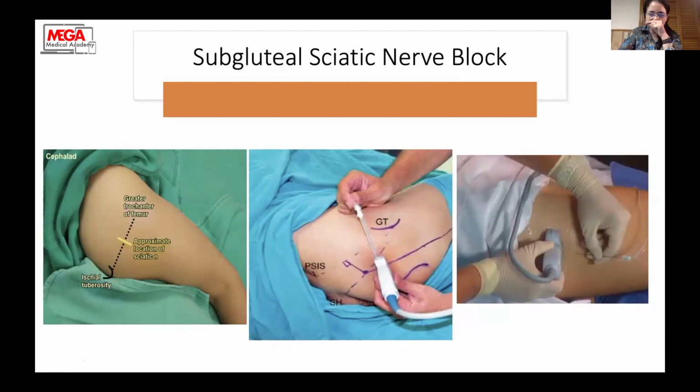It's easier than the other two techniques, and the landmarks are simple: the greater trochanter of the femur and the ischial tuberosity. You draw a line between them, and the nerve is supposedly in the middle. With the use of ultrasound, it's easier to see this nerve, although it's still not that easy.